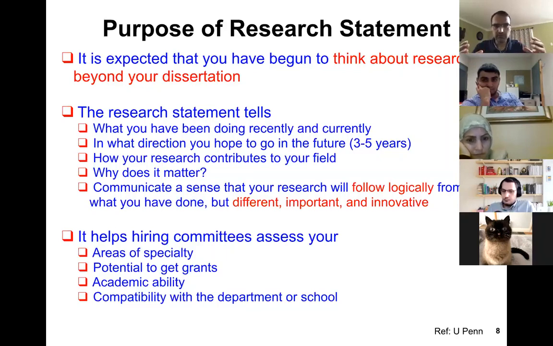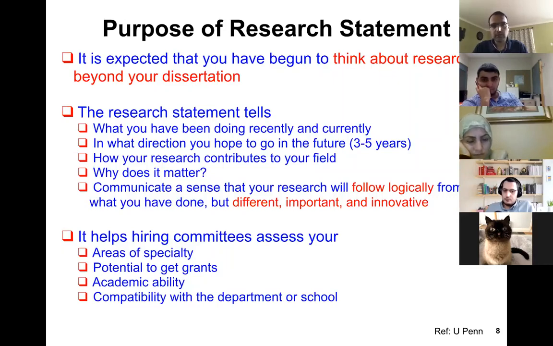So this is what I do. This is what I have been doing, and here is my research plan within that research area, for example. But again, it has to be different, and you need to tell them why it is important, the ideas, and it also has to be innovative for research.